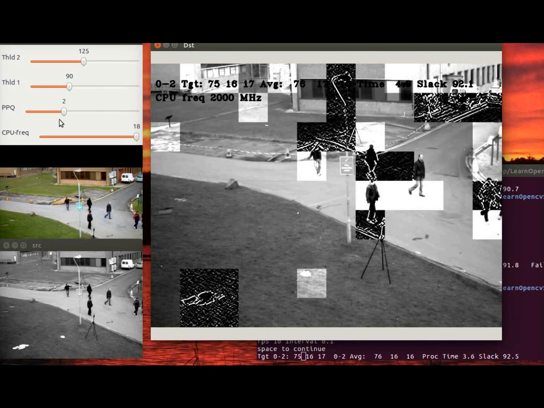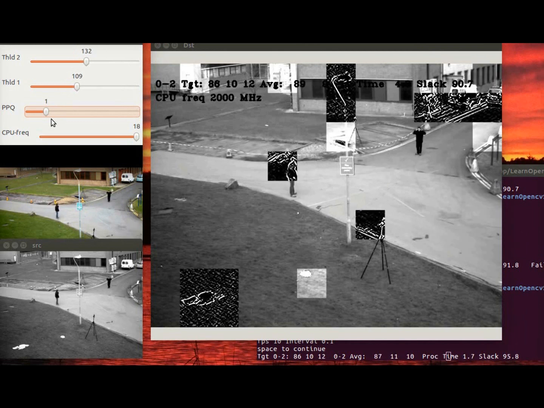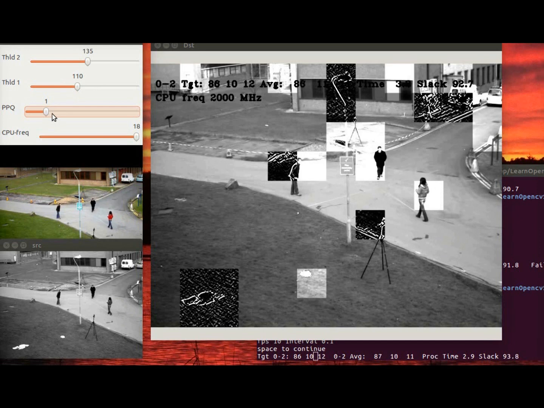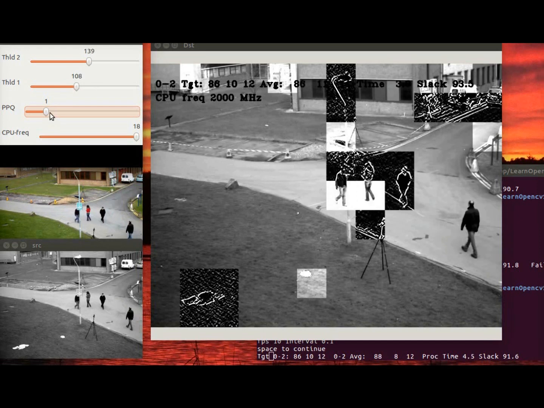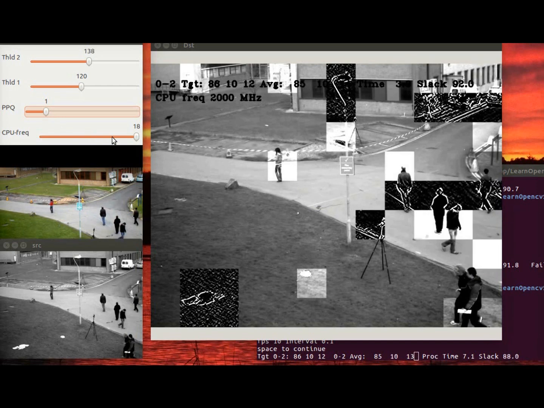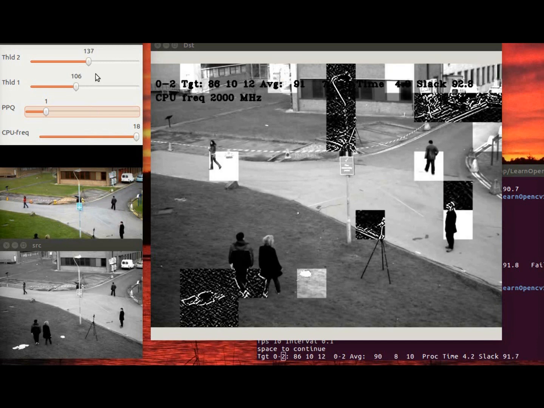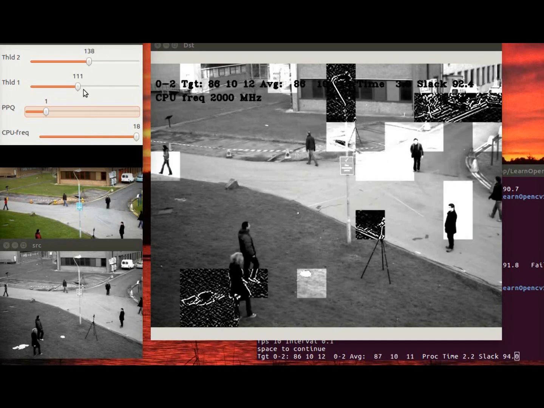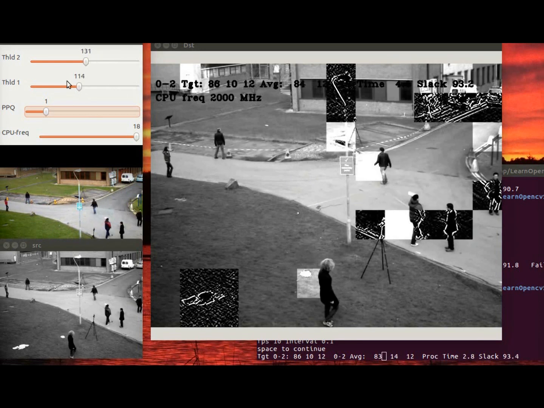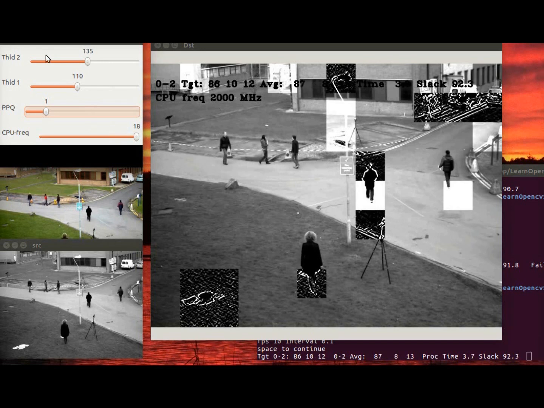As we shift the PPQ down, you see there's fewer sections being tracked, but processing time goes down and slack time goes up. And you can notice that as more people come into the picture, the actual threshold moves up and down with the activity. If this was linked with the CPU frequency, it could be quite attractive.